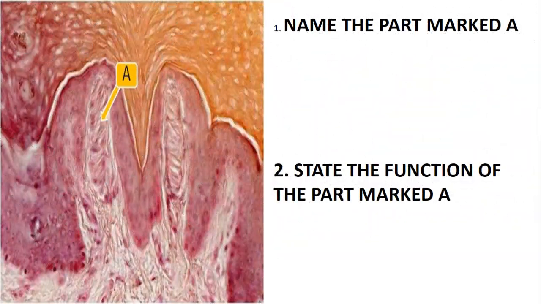Okay, name the part marked A. So this slide is a slide of the skin. We have been asked to name this part. This part is just the Meissner corpuscle. This part is known as the Meissner corpuscle.